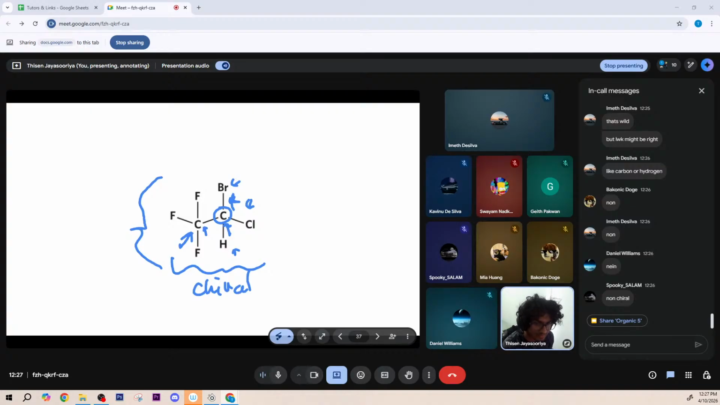Does that make sense for everyone? Is that all good? Thumbs up, thumbs down, thumbs to the side, right? That's how we determine chiral. It needs to be surrounded by 4 different distinct environments. Yeah?